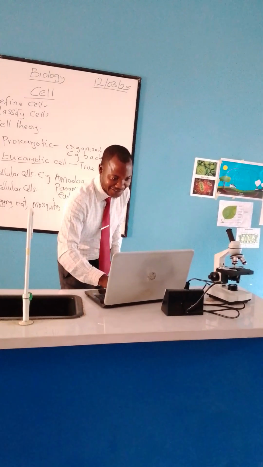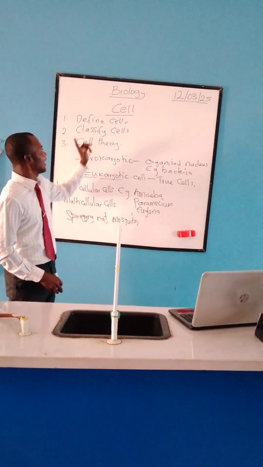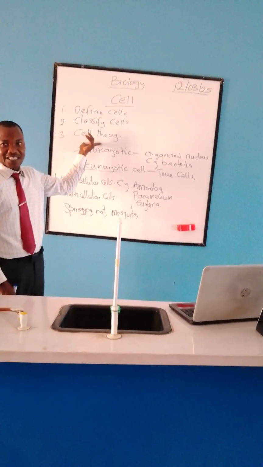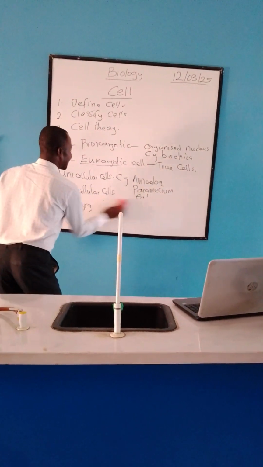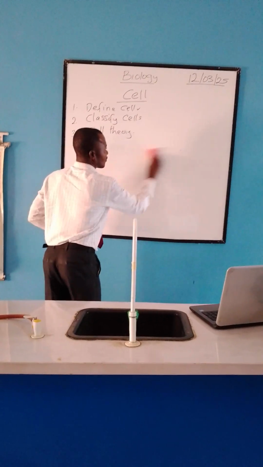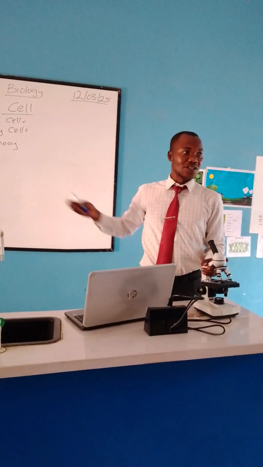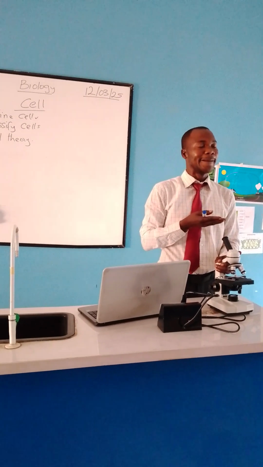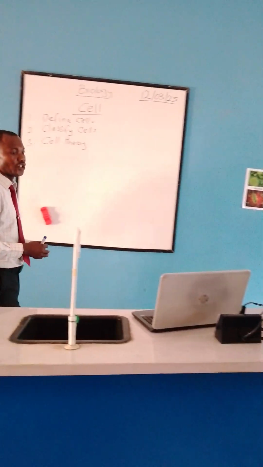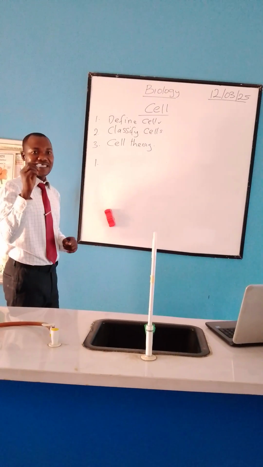Any question? No question. Yes, sir. I believe now we can define cell, we can classify cell. Now the last thing we are going to look at is what? Cell theory. So let's look at the cell theory. After the cell theory, I will show you all the classes of cell. The unicellular cell, I will show you. Then multicellular cell, I will also show their slides on the microscope so that you can draw them in your drawing book.